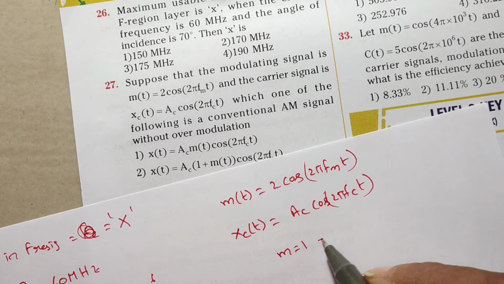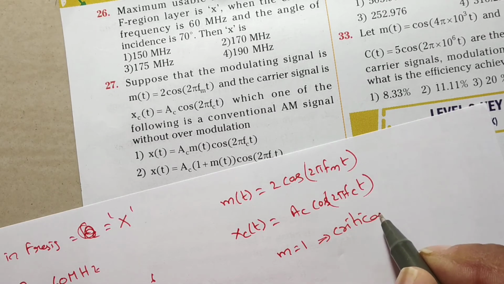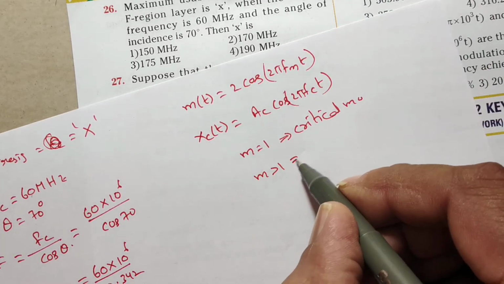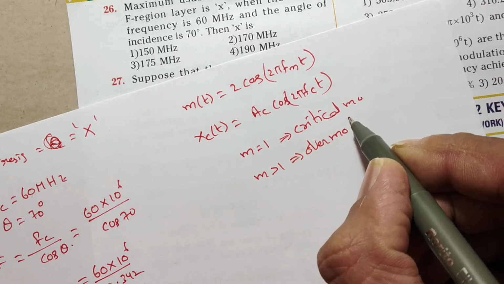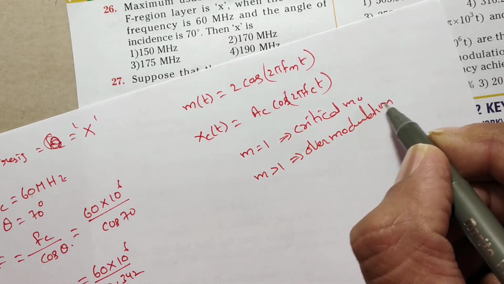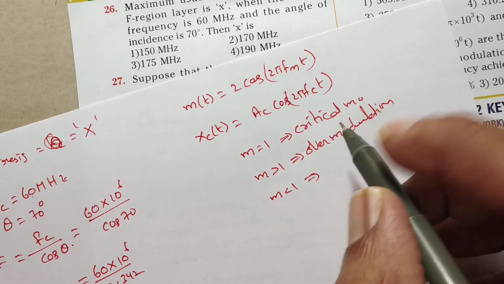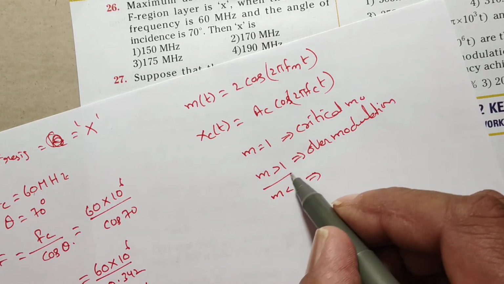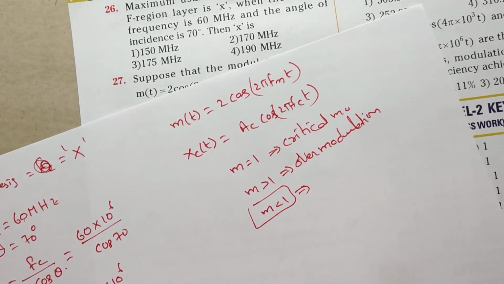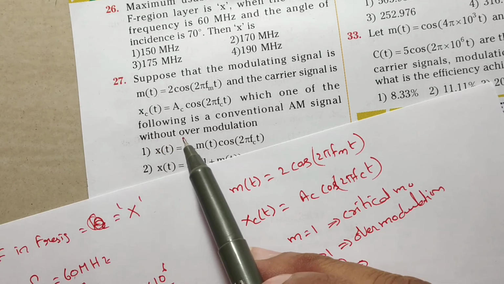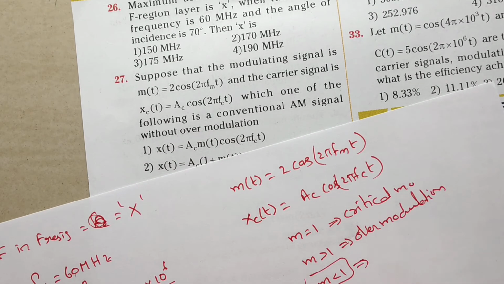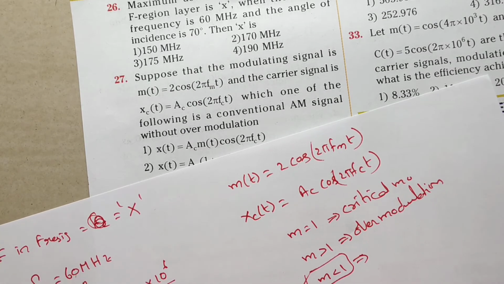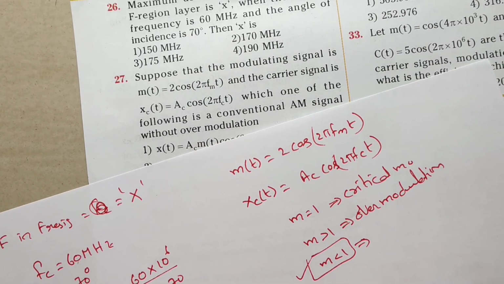Modulation index m equal to 1 means critical modulation, and m greater than 1 means over modulation, and m less than 1 means we can receive. This is not over modulation, this is the useful case, m should be less than 1. So in the question, without over modulation means m should be less than 1. We have to check all the options where m is less than 1. That is the correct one.